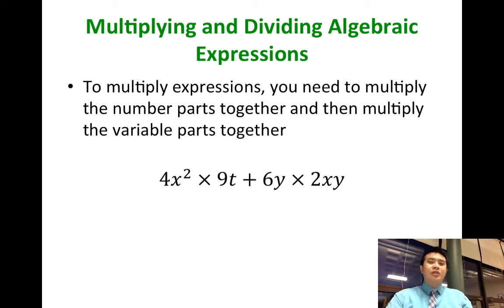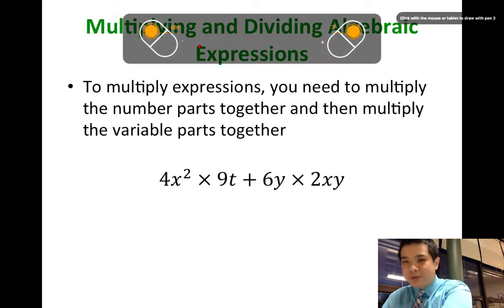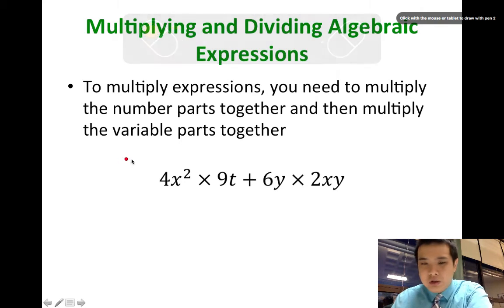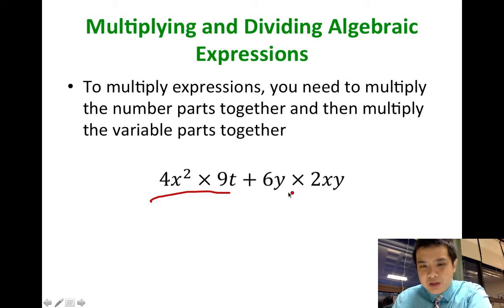To multiply algebraic expressions, you need to multiply the number parts and then multiply the variable parts together. Here in this example, we have two terms. The first term is right here, and the second term is right here. We have two multiplication operations. To do this multiplication, we need to take the number parts, 4 and 9, and get 36.